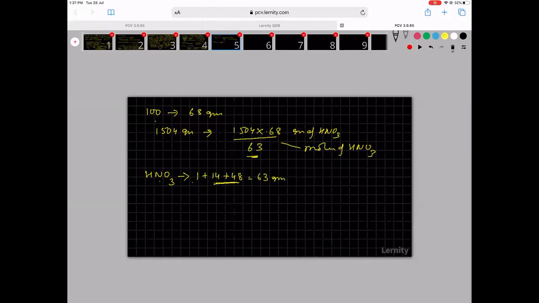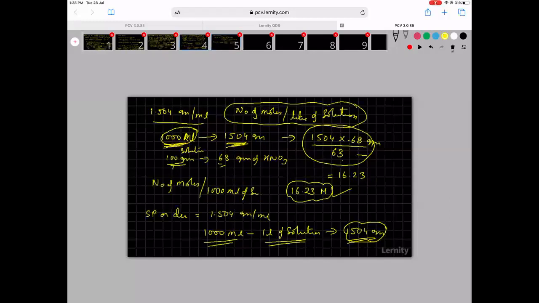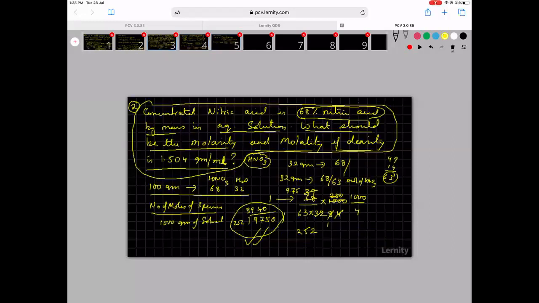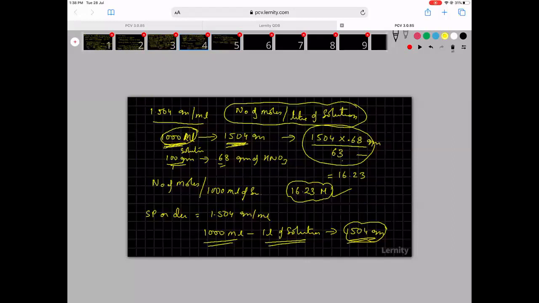Okay, so that is expressed in grams. So divided by 63, now when you get this, this will give you the number of moles. So when you work it out, you will get what I calculated, 16.23. So you will get 16.23 molar. Okay, to find the molality, I already explained to you. This will give you the molality.